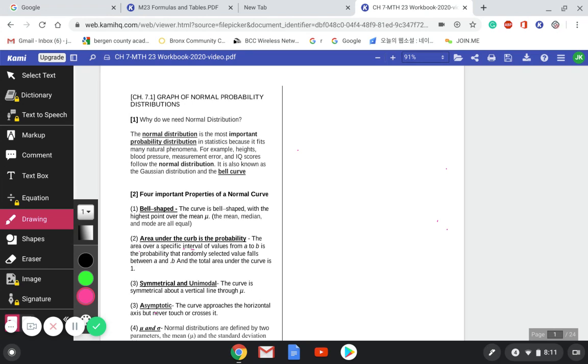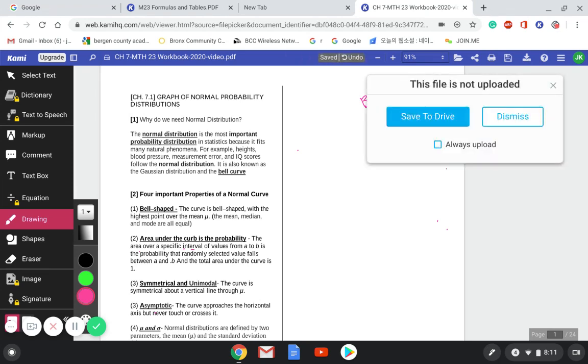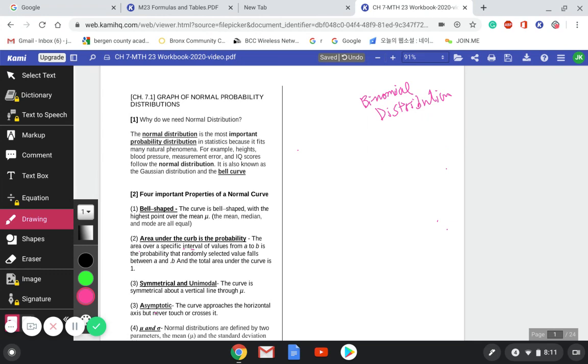From the binomial distribution, we use the special formula to get the mu as NP and the sigma as the square root of NPQ. Remember that? Yeah. And also we use something called table number 2.